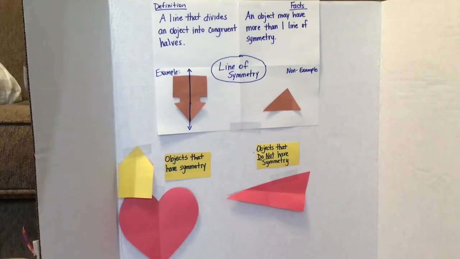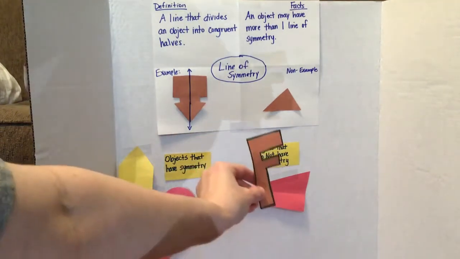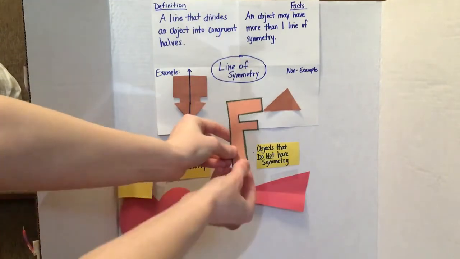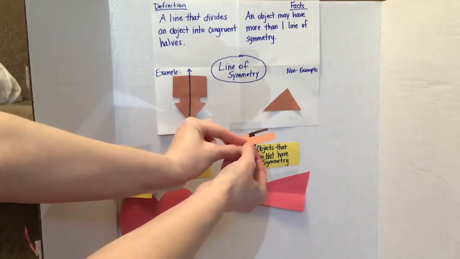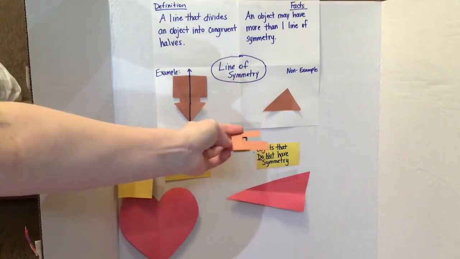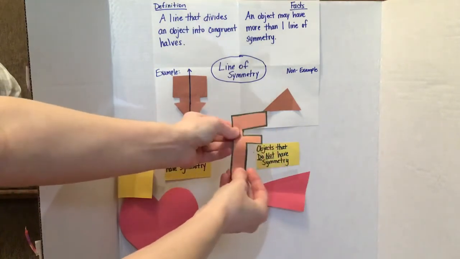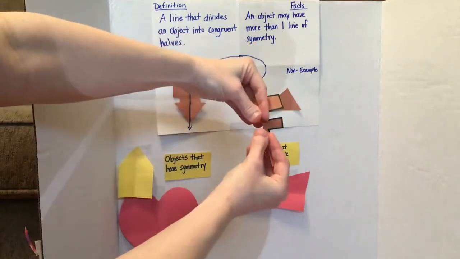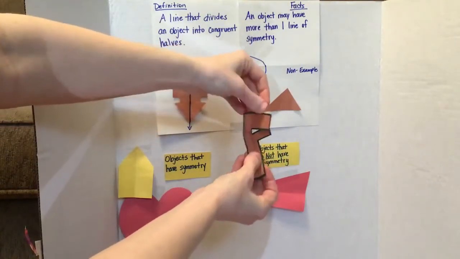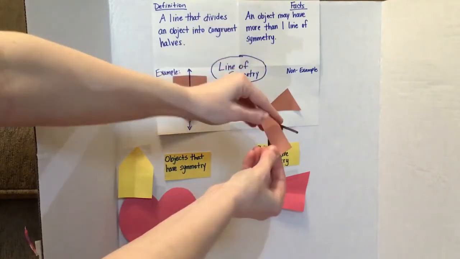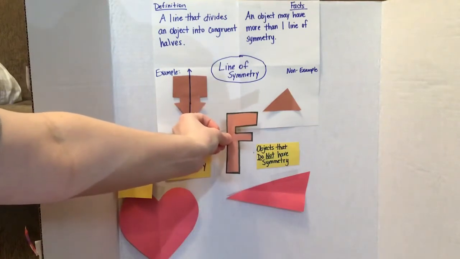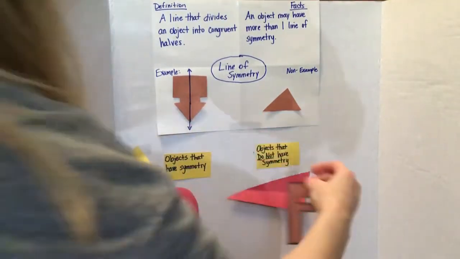Okay, what if I show you the letter F for fabulous fourth grade? Well, let's do like we've been doing, but this time let's fold it first horizontally. What do you notice? Does it match up? Does it have congruent shapes on each side? No. So let's try it a different way. Can we fold it vertically? It's kind of tricky. Well, does that match up? Nope. Can we fold it diagonally? Does that work? So what do you know about this F for fabulous fourth graders? It does not have any lines of symmetry.